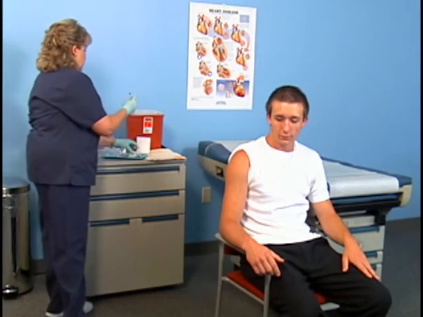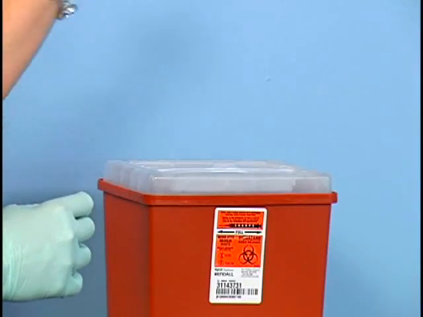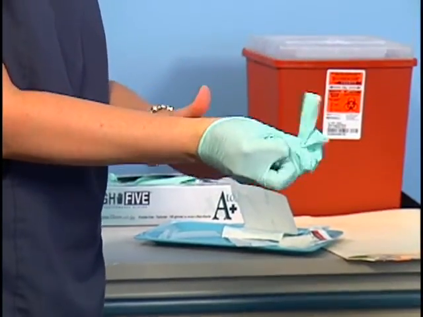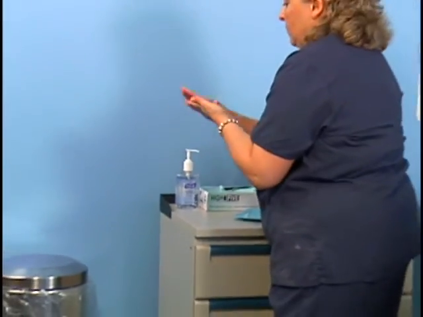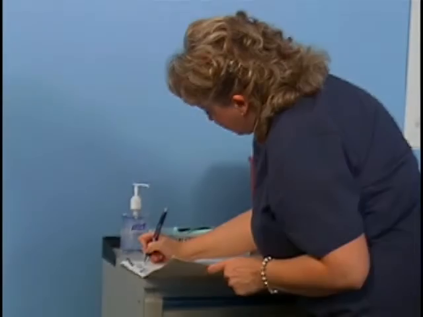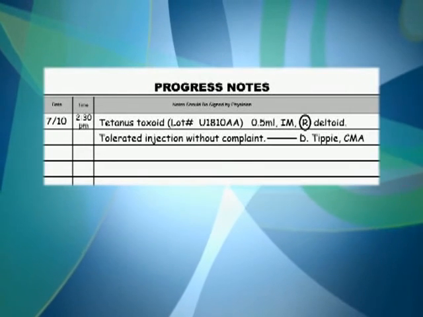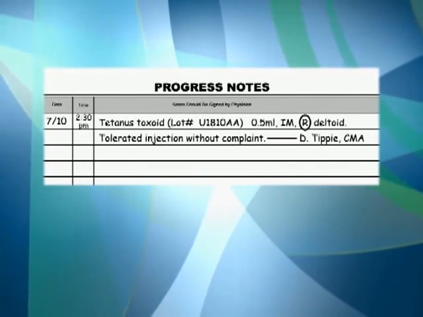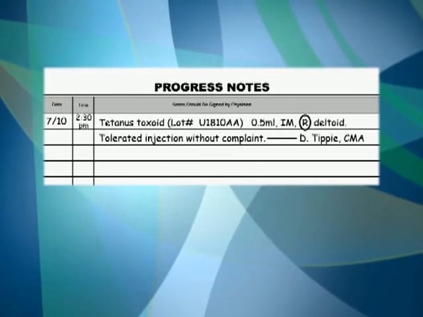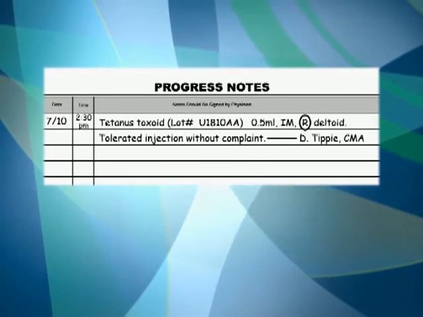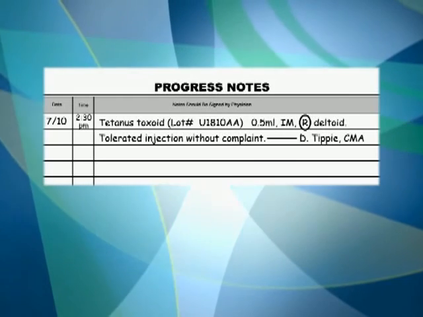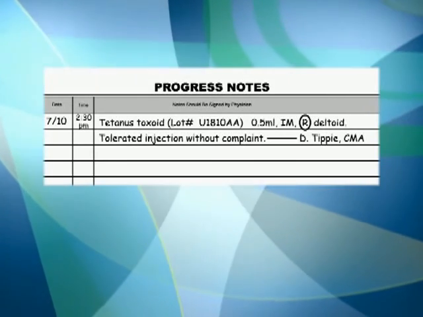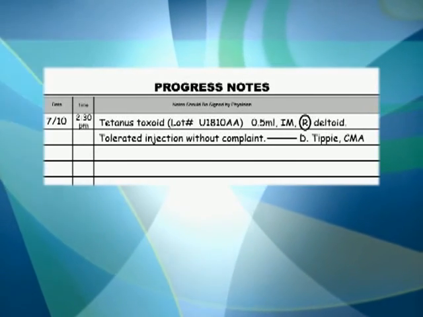Properly dispose of the needle and syringe in a biohazard sharps container. Remove your gloves and sanitize your hands. Chart the procedure. Include the date and time, the name of the medication, the lot number if required, the dosage given, the route of administration, the injection site used, and any significant observations or patient reactions.